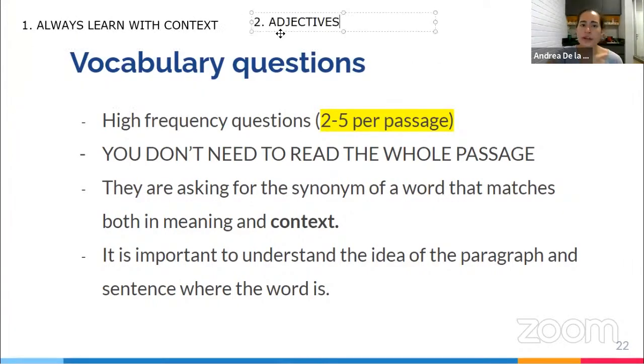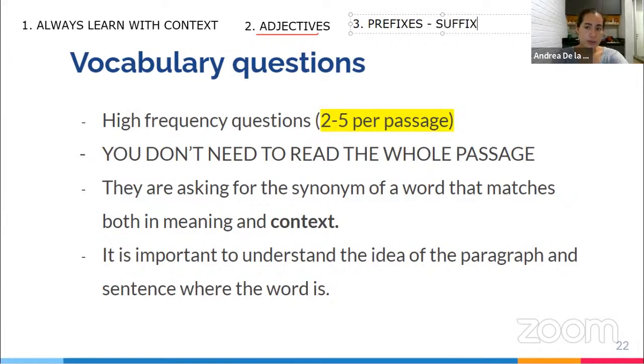So don't focus on learning nouns or verbs. That's not going to be helpful for the TOEFL test. Only focus on learning adjectives, okay? And third, and this is a quick way to improve vocabulary, make sure that you learn prefixes and suffixes, and obviously word groups.